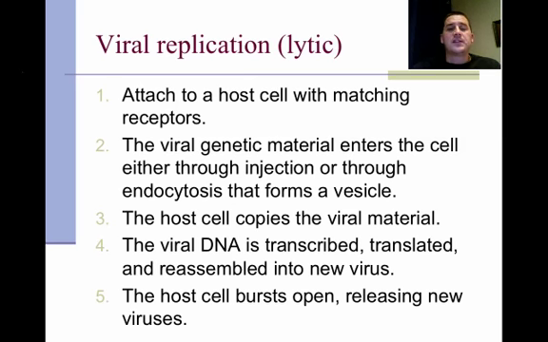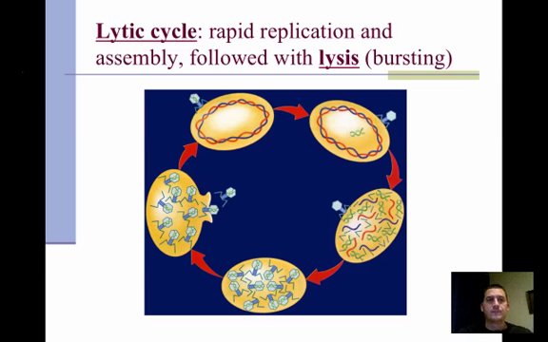Okay? Once it does that, our cells, or the host cells, are going to copy that viral material. It's going to remain in our cells. It's going to mature. It's going to replicate. It's going to become a full virus. And then once there's too many of them inside the cell, it's going to go through what's called lysis, or it's going to burst, and it's going to release these viral cells out to the rest of your body. So the lytic cycle is rapid replication and assembly, followed by what's called lysis or bursting. Okay, it's going to release these viruses out into the world so they can go infect more cells.